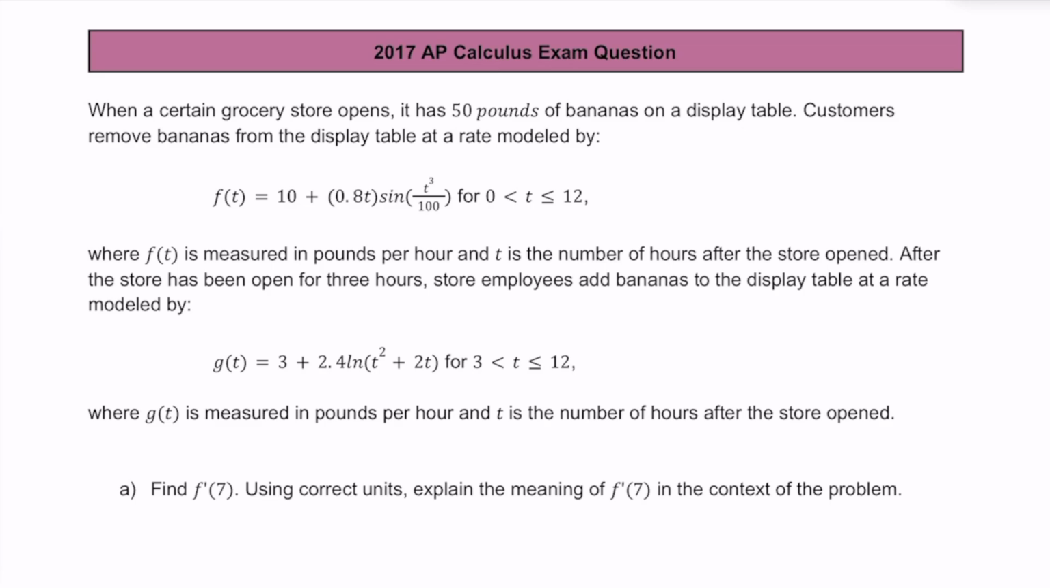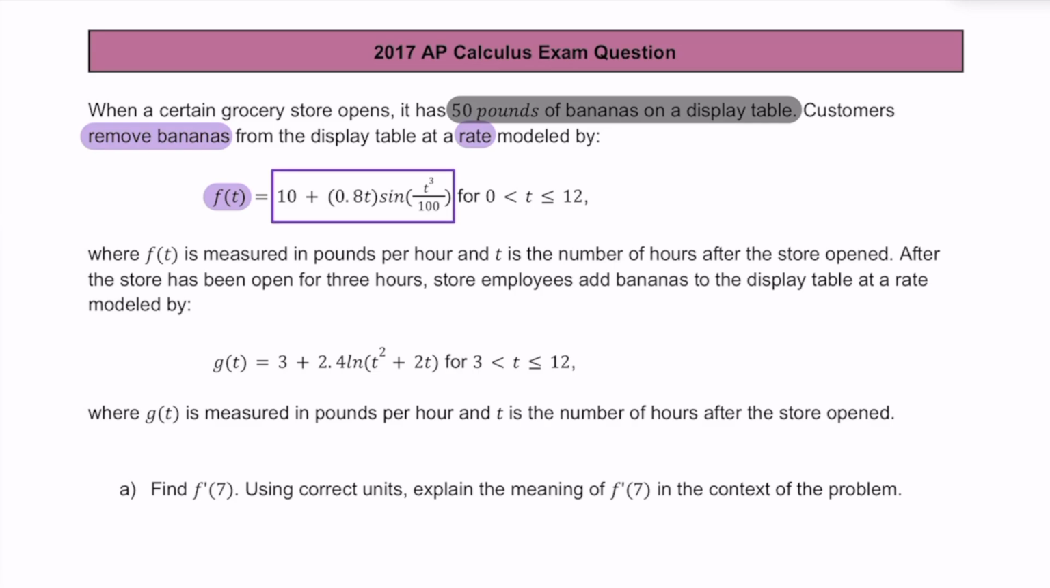When a certain grocery store opens, it has 50 pounds of bananas on a display table. Customers are going to be removing these bananas, or I guess just buying these bananas, from the display table at a rate modeled by this function f of t. Keep in mind that this f of t function is a rate, so it's how quickly these bananas are being removed from the table. In this function, t is time measured in hours, and our domain is restricted to when the store opens at t equals 0 hours and up to 12 hours, which is when the store is going to close. So again, t is time in hours, and f of t is measured in pounds per hour.